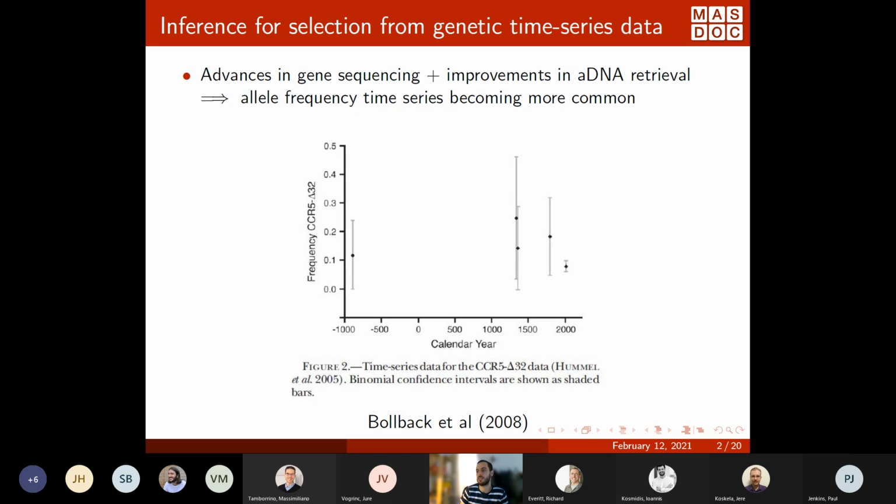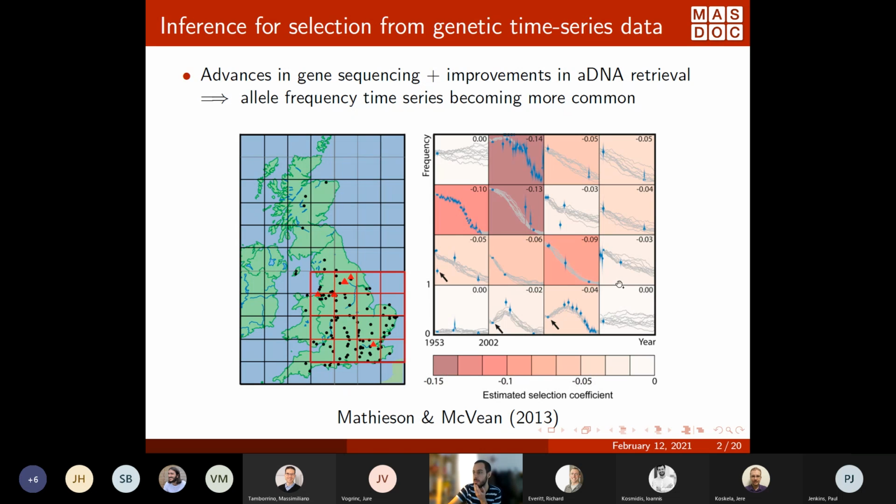So these things have started cropping up fairly recently. That's because of these increases in gene sequencing and aDNA extraction. However, one feature that is quite specific to this case is that we only have very few data points. Right here we only have 5, and the previous one we had slightly more because they're more recent.